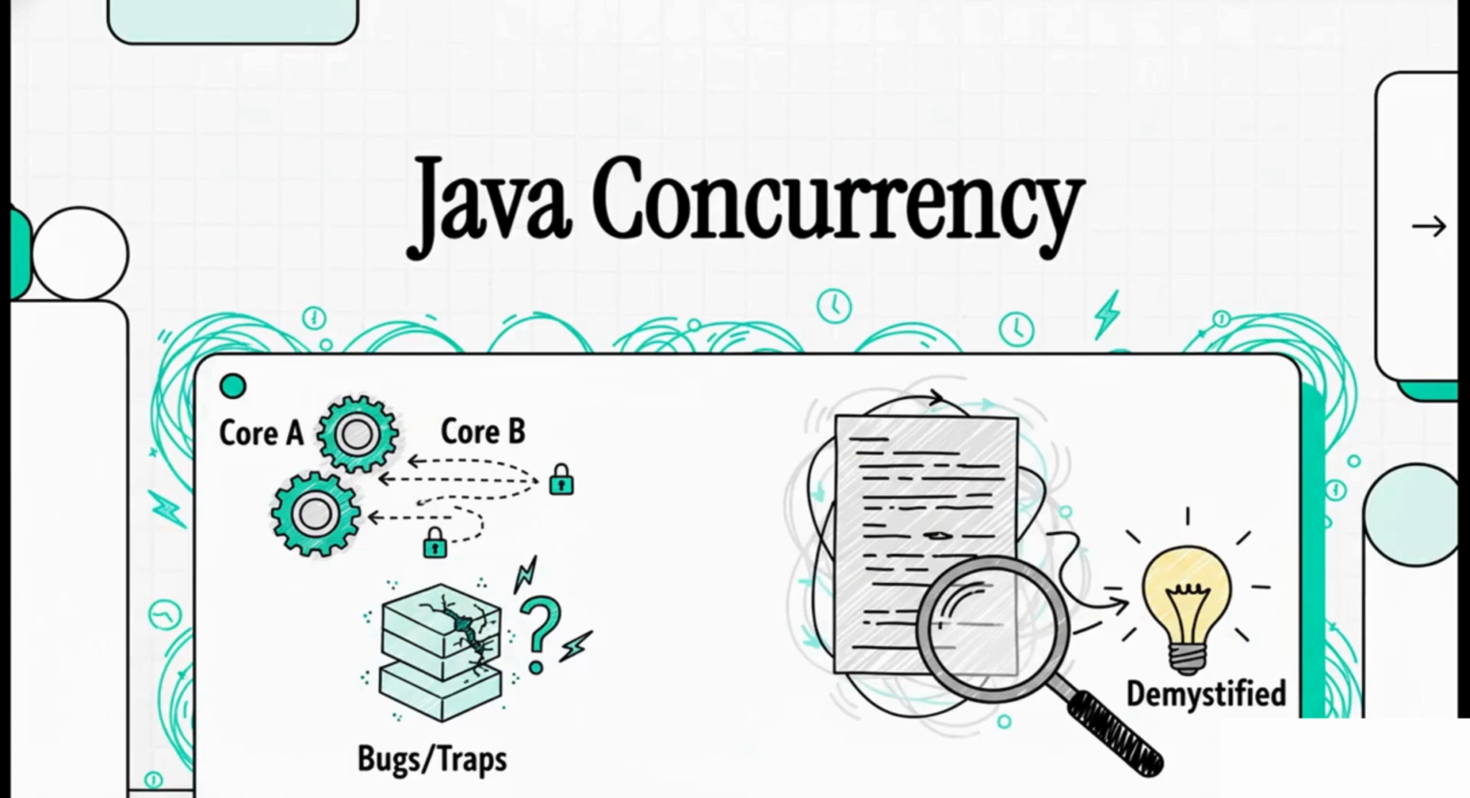Java concurrency. It's one of those topics that can make even seasoned developers a little nervous. On one hand, it's this incredibly powerful tool that lets us build the super fast, responsive apps we use every day. But on the other, it is just filled with these subtle little traps that can lead to some truly baffling bugs. So today, we're going to pull back the curtain and demystify the whole thing.